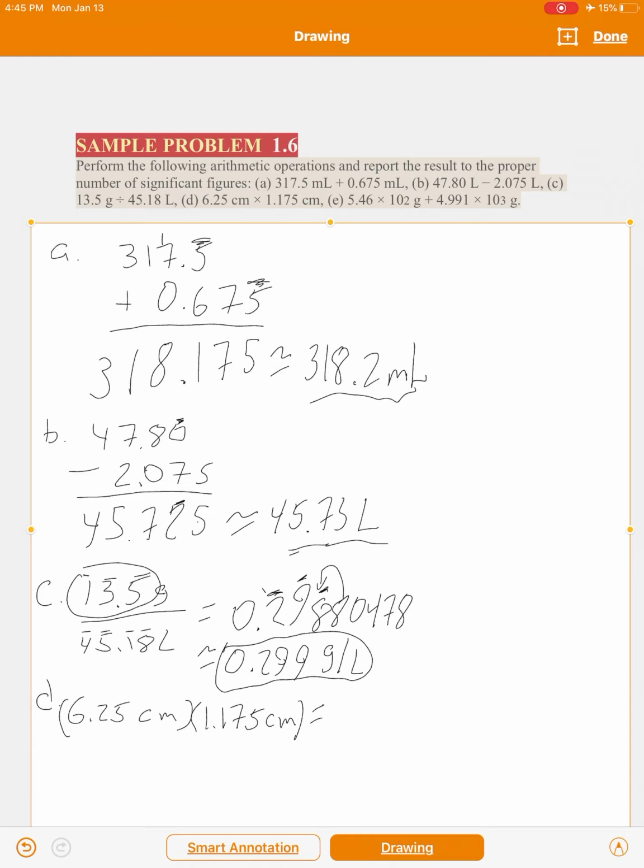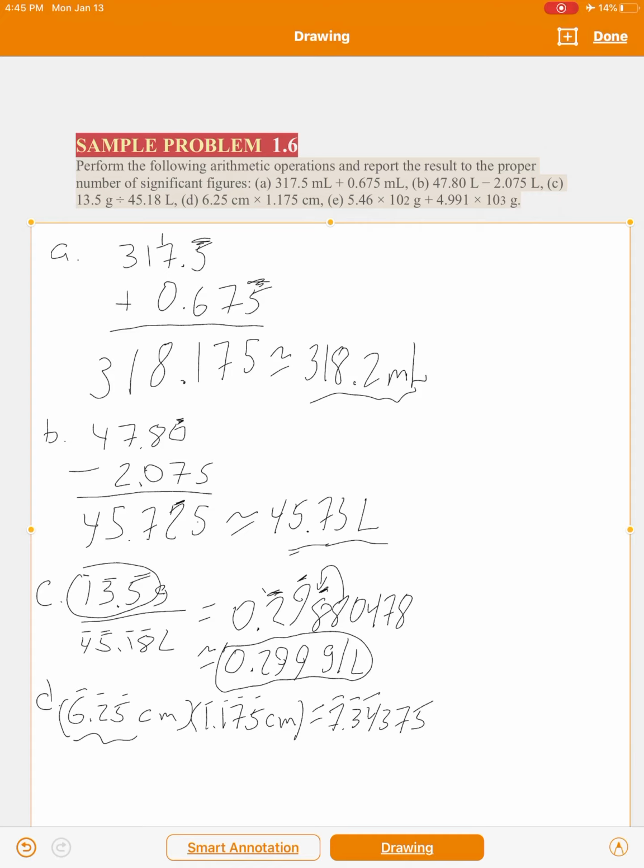Okay, so again, same idea, multiplication, division. Pick the measurement that has the fewest number of significant figures, and your answer will have that many. So the first measurement has 3, the second measurement has 4, so our answer should have 3. So you go ahead and carry out the calculation on your calculator, and you get 7.34375, but we're going to round this to 3 sig figs because the first measurement here only has 3 sig figs. So 1, 2, 3.